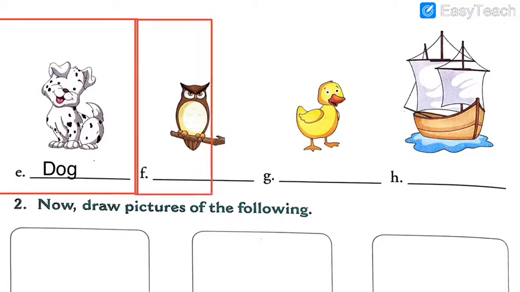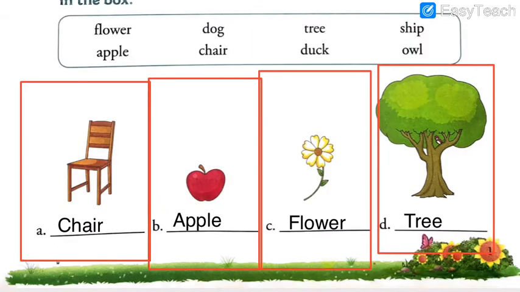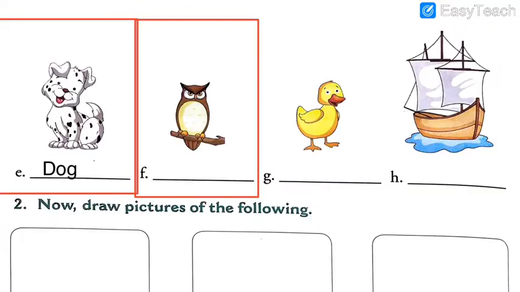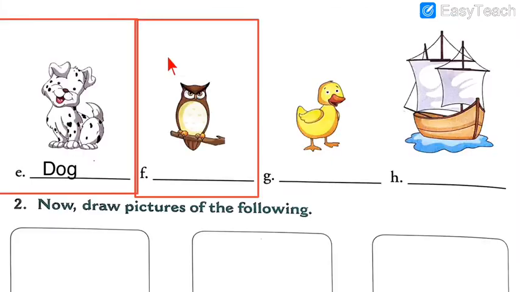Moving on to the next picture, just beside it. Can you see the picture? So, what is this? Let's see the options again. Again, flower, apple, dog, chair, tree. 5 options are gone. 3 are left. So, is this a duck? Let us see. No, this doesn't seem like a duck. Then, is this an owl? Yes, this is an owl. So, let us write the answer in the blank. O-W-L, owl.